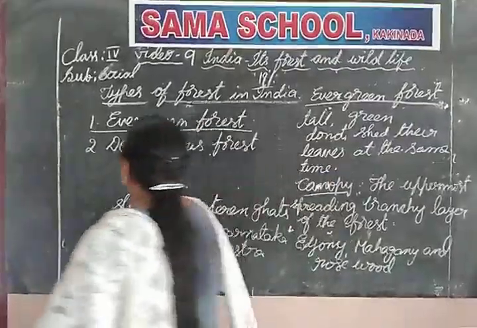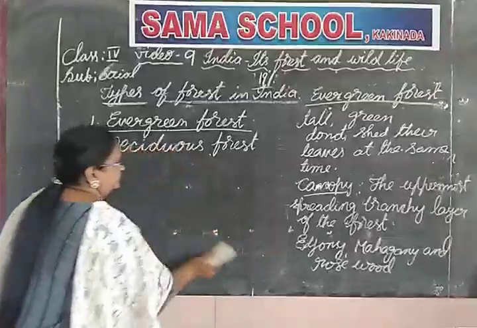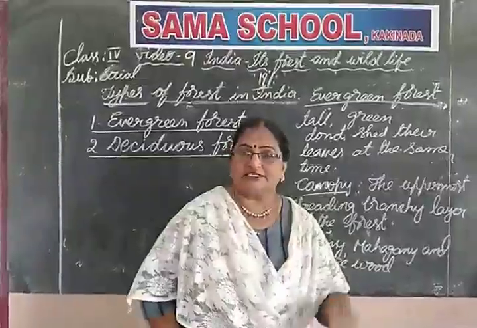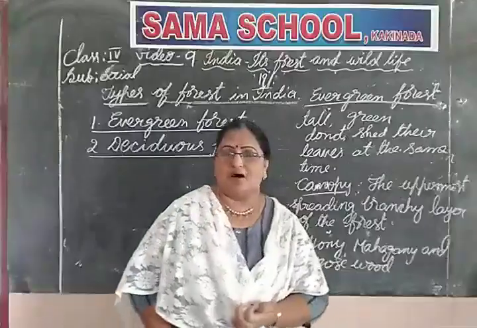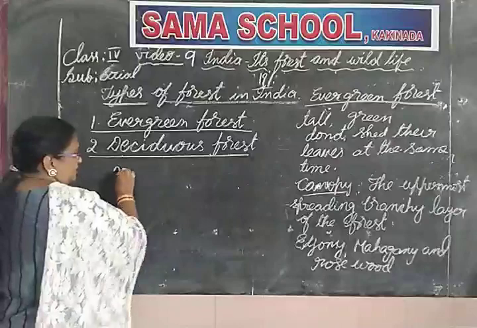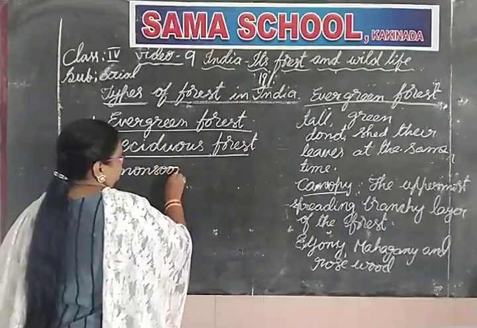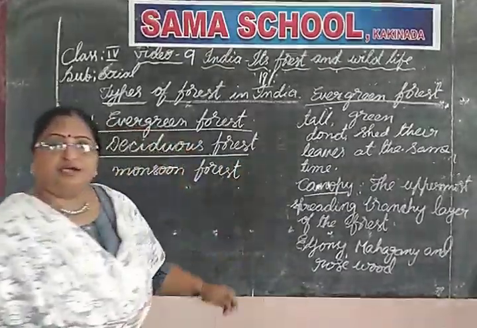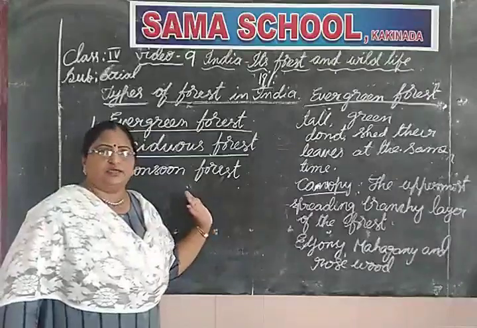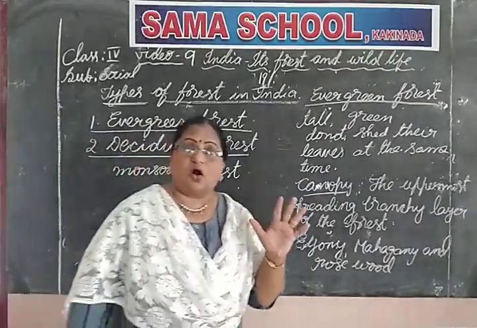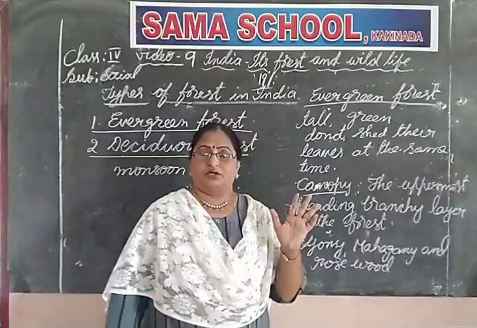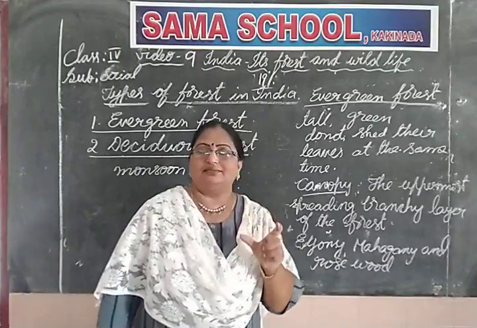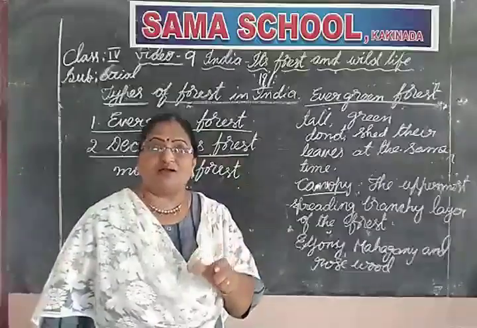The next one is deciduous forest. This deciduous forest is also called the monsoon forest. Here also the trees are very tall and hard. And these trees shed their leaves only in the dry season. They are not like the evergreen forest.